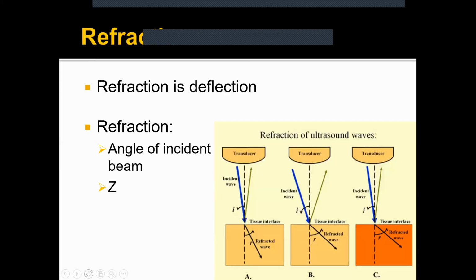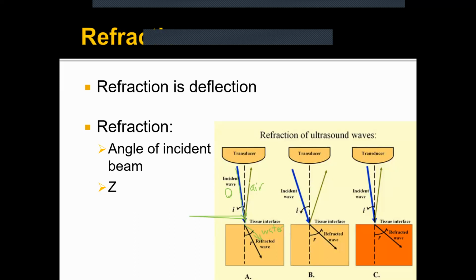Now, then you have refraction, which is where the sound bends as it travels through different media. So in this case, here we have, for example, air. The sound is going to travel through, and then once it hits the tissue, it's going to bend and travel at a different direction. Okay? And the amount of refraction is affected by the angle of the incidence beam and the density of the tissue. Okay? So let's say, for example, this is air, and this is water.